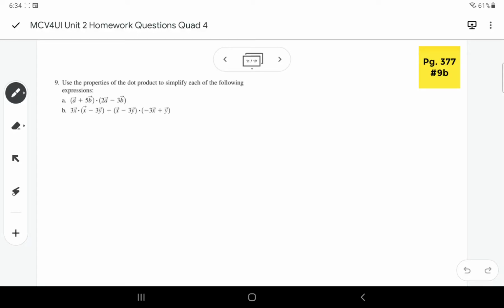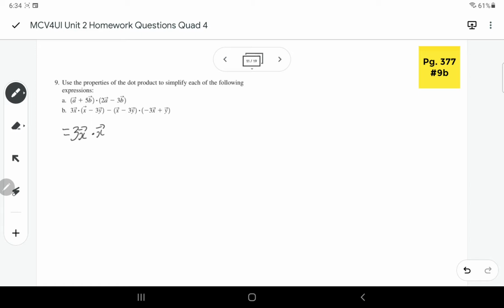Folks, this is the solutions to the homework questions that were asked about the dot product. So in this first one, page 377 9b, we're going to use the rules about the dot product and what we're able to do, for instance, the distributive property of the dot product. And I'm going to go through this pretty step by step, so that I'm really taking care to show exactly what I'm doing.